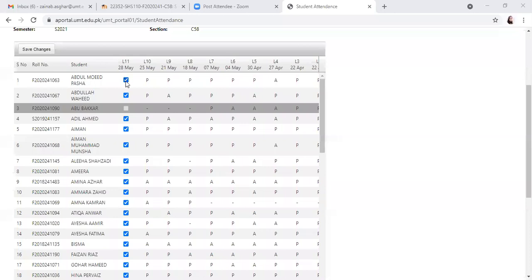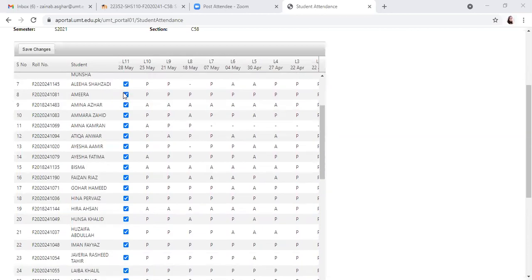Abdul Moeed, Present. Abdullah Wahid, Present, ma'am. Adil Ahmed, Present, ma'am. Eamon, Present, ma'am. Aliha, Present, ma'am. Amira, Present, ma'am.